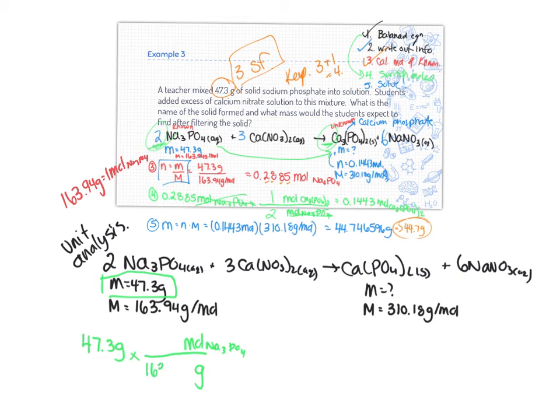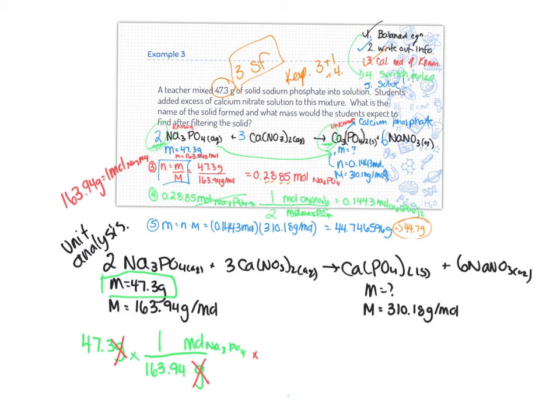There are 163.94 grams per 1 mole of sodium phosphate. Notice that grams cancel. That was the whole idea. So at this point, if I pressed enter in my calculator, I will have calculated the moles of sodium phosphate. That was our first step.